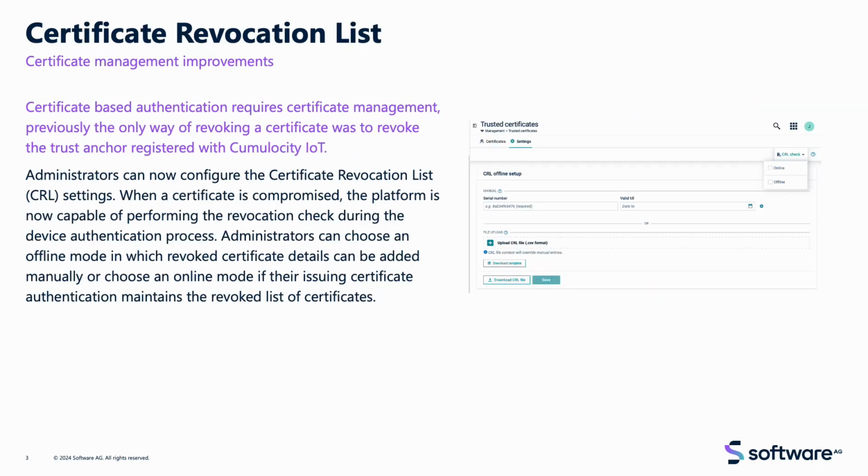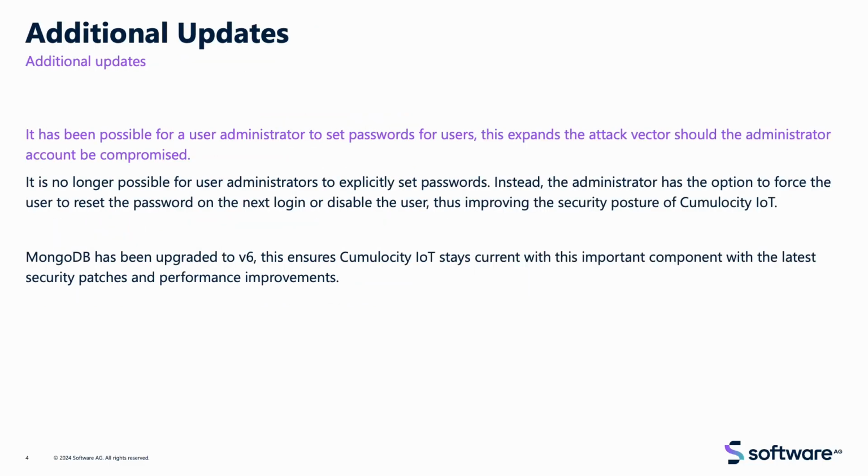So continuing on the theme of security, we will also be supporting the CRL, which is the certificate revocation list. So what does this mean? Well, when your devices connect to Cumulocity and use their X509 certificate to authenticate, they will now be checked against the certificate revocation list to make sure that the certificate is still valid. This is a really good improvement on certificate management, and the CRL can be held both online and offline, giving our users real flexibility in how they want to configure their tenant.